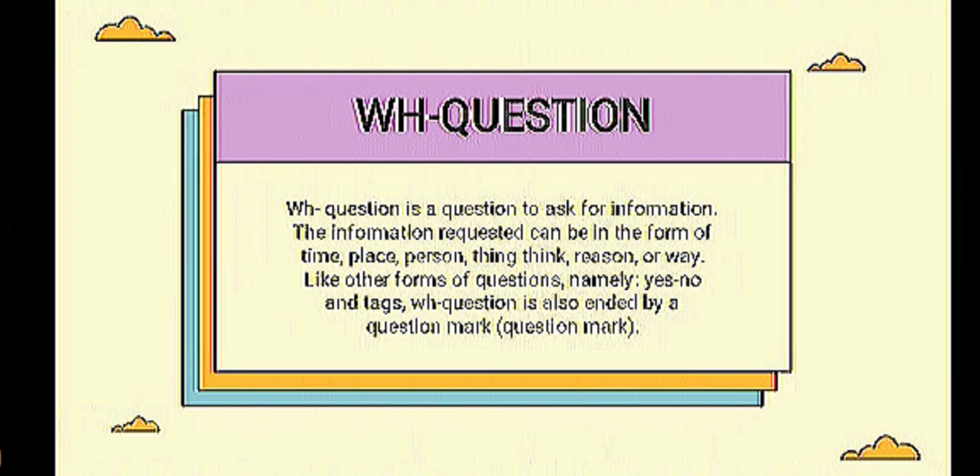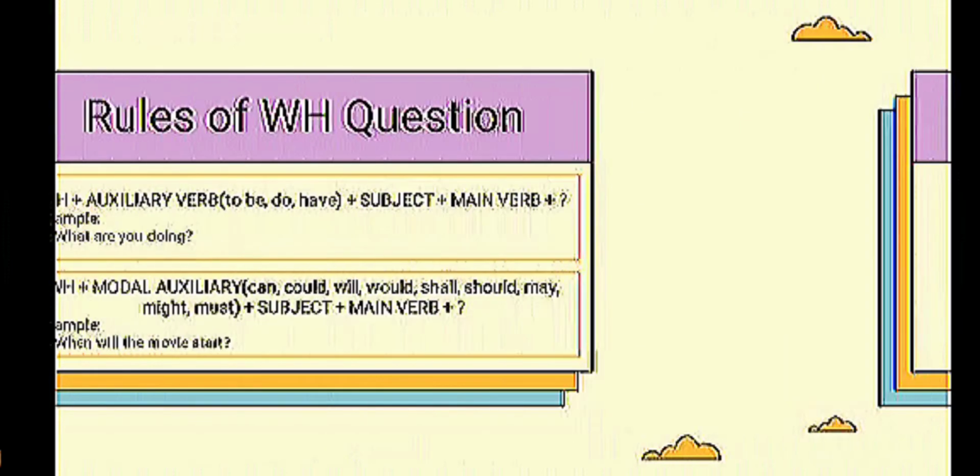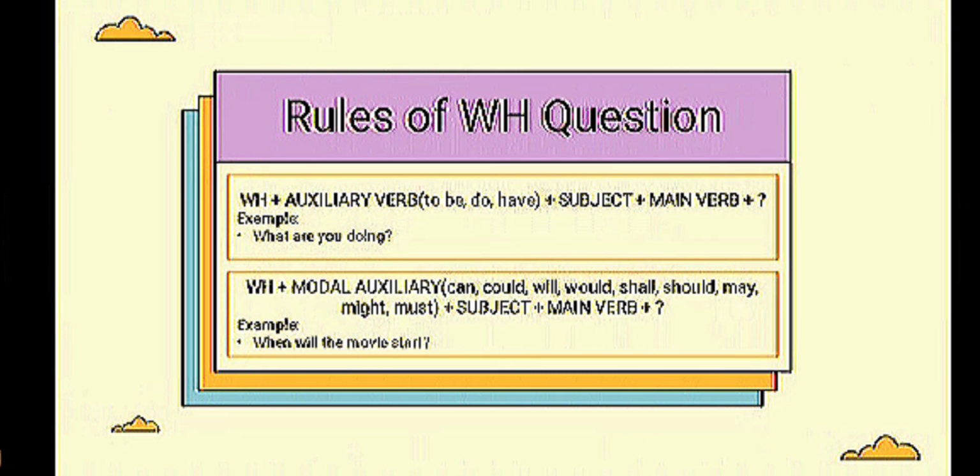WH questions. WH question is a question to ask for information. The information requested can be in the form of time, place, person, thing, reason, or way, unlike other forms of questions, namely yes, no, and text. WH question is also ended by a question mark. There are two rules of WH questions. And example number 1 is, what are you doing? And example number 2 is, when will the movie start?